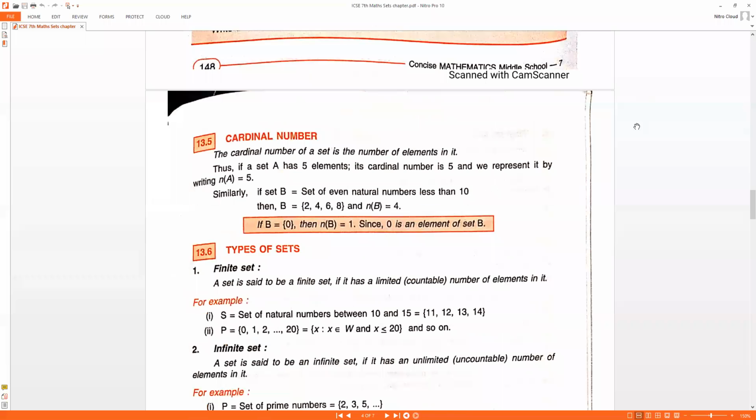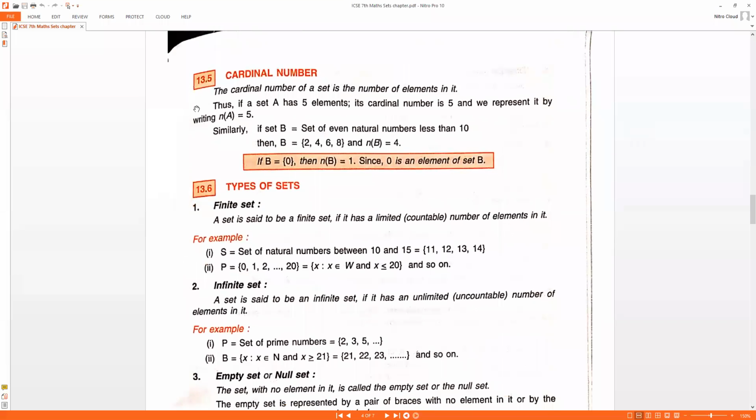All right, so let's see what cardinal number is, and then we'll see different types of sets. Okay, so what is the cardinal number? Cardinal number gives the number of elements or number of members present in that particular set. That is called the cardinal number of the set. So the cardinal number of a set is the number of elements in it.